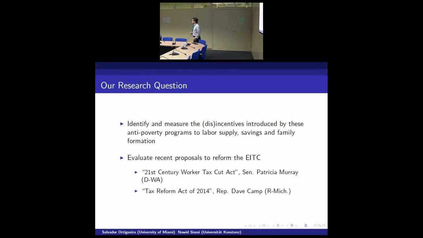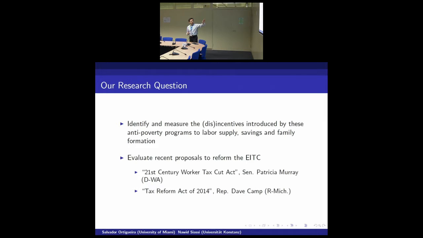What is the question? Our research question here is to identify and measure the incentives and the disincentives introduced by these programs to labor supply, savings, and family formation. We are going to see how these programs, these transfers, affect the decisions of individuals along these 3 margins. These are the main margins that we should care about. Labor supply is the obvious one: how people respond in terms of labor supply when they receive or are entitled to receive transfers, what they do in terms of savings, and what they do in terms of family formation. Family formation is important because sometimes the benefits depend on the size of the family, so individuals may have an incentive not to form families.